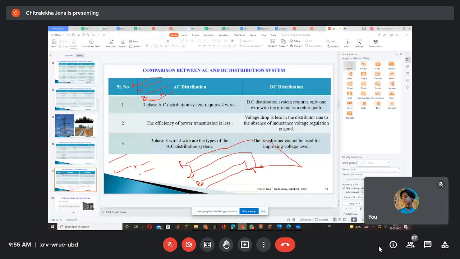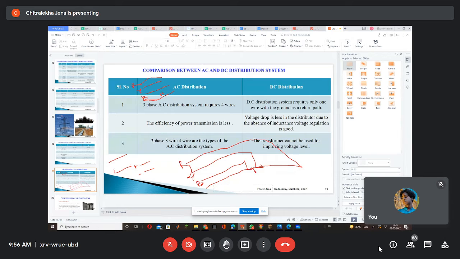Yes, ma'am. So here I will discuss the AC distribution and DC distribution. A three-phase AC distribution system requires 4 wires. In India we have 4 wires: one is your R, Y, B, and the fourth wire is the neutral wire. A DC distribution system requires only 1 wire with the ground as the return path, because current has to enter and it has to go out. That is the DC distribution system.